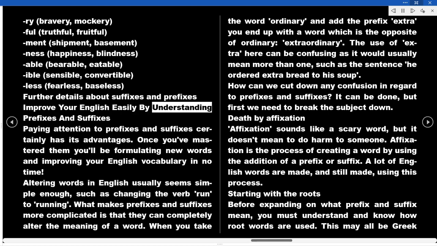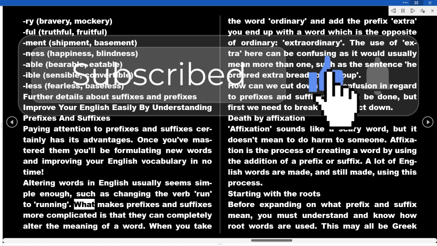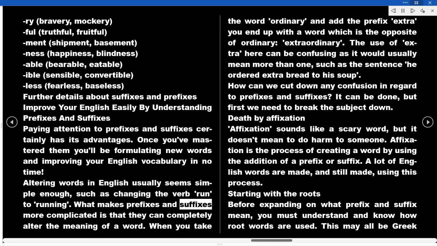Improve your English easily by understanding prefixes and suffixes. Paying attention to prefixes and suffixes certainly has its advantages. Once you've mastered them, you will be formulating new words and improving your English vocabulary in no time. Altering words in English usually seems simple enough, such as changing the verb run to running. What makes prefixes and suffixes more complicated is that they can completely alter the meaning of a word.